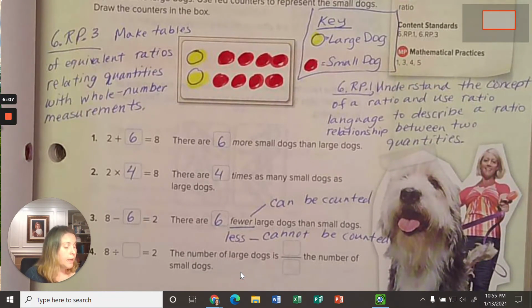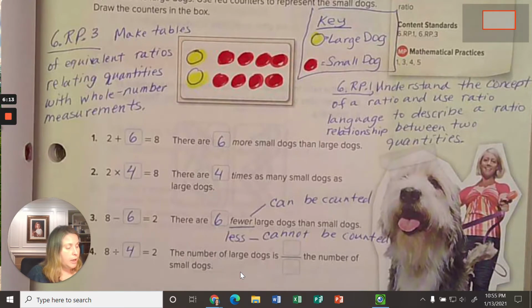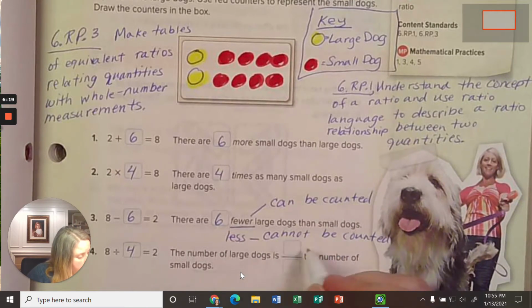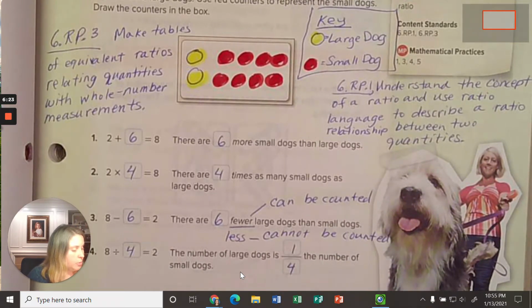Number 4, 8 divided by blank equals 2. So 8 divided by 4 is 2. And then when we look at our relationship here, the number of large dogs is 1/4. Because it's a fraction there, the number of small dogs. Okay, so there are 1/4 as many large dogs as there are small dogs.